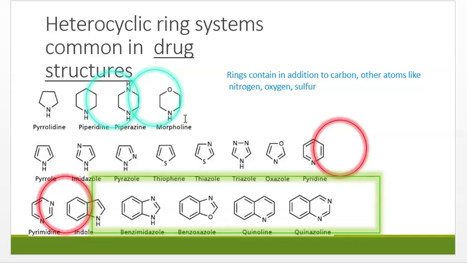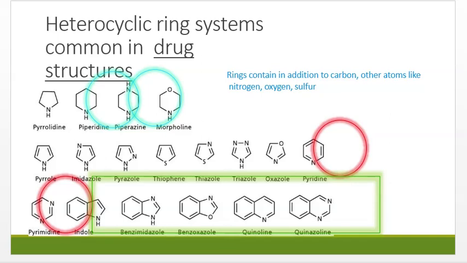I will go to the heterocyclic compounds. I hope my students remember from the first lecture what heterocyclic compounds are, which compounds they are. Heterocyclic ring systems are common in drug structures. Rings contain, in addition to carbon atoms, other atoms like nitrogen, oxygen, sulfur. So nitrogen, oxygen and sulfur in heterocyclic compounds are very important elements in medicine and pharmacy.